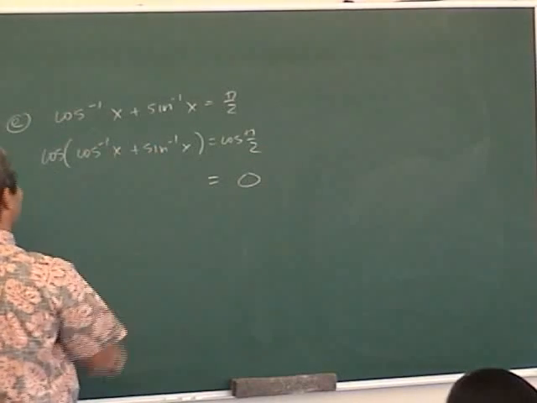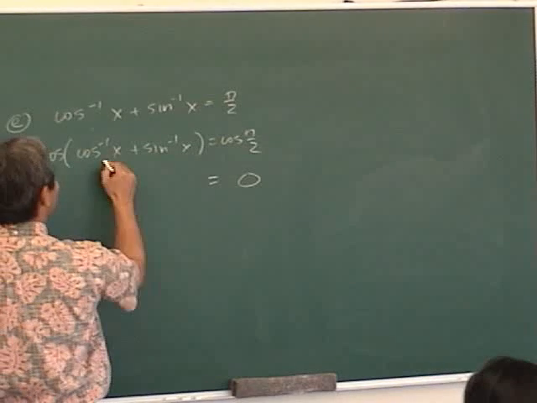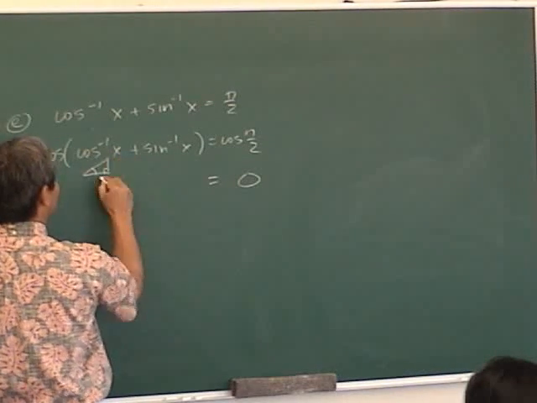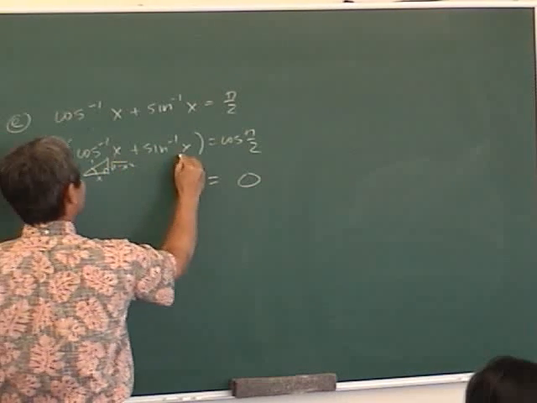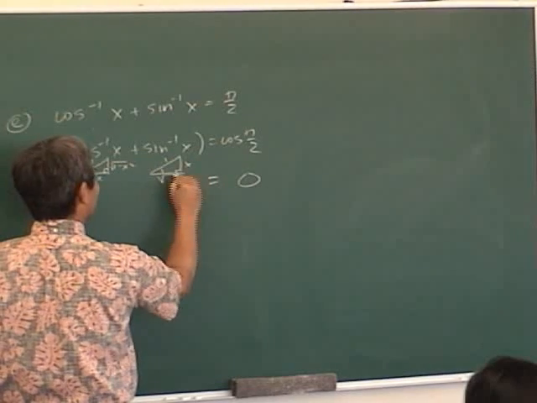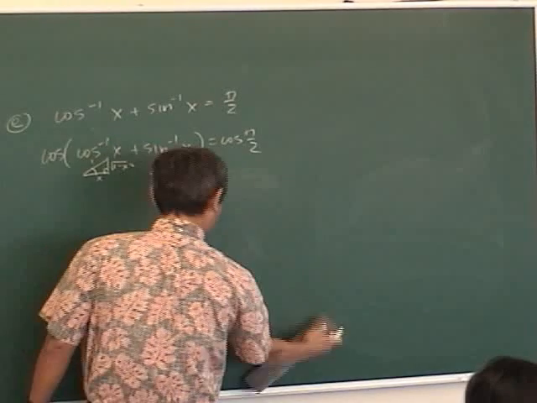Now, how do you do this? Cosine of the first. Why don't we draw triangles for both of these before we even start? Cosine inverse x means adjacent over hypotenuse, and then you use the Pythagorean theorem. Sine inverse x would be opposite over hypotenuse, and then you use the Pythagorean theorem. Then move this down.